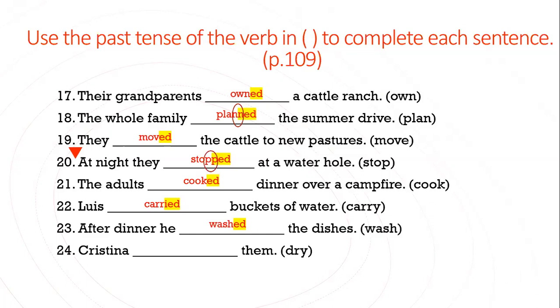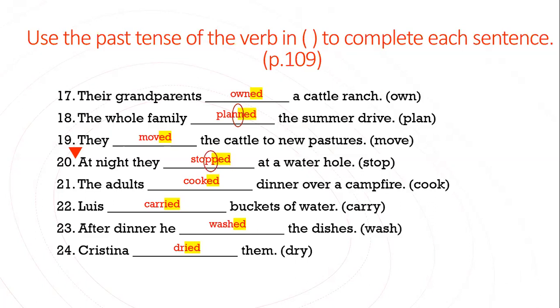Christina blanked them, and the verb is dry. So we look at the verb, we notice that it ends with a Y. We know that we have a rule that talks about verbs ending with Y, but specifically verbs ending with a consonant plus Y. So we have to be careful. We have to not only identify the Y, but we also have to identify that there is a consonant before the Y. So dry turns into dried.